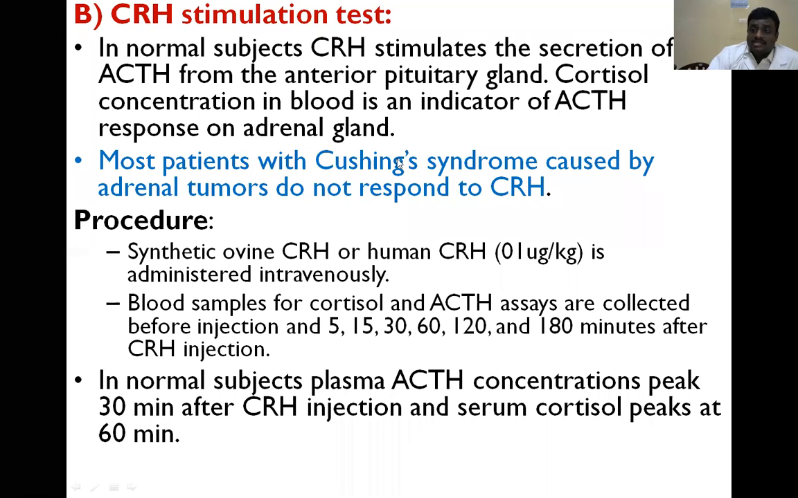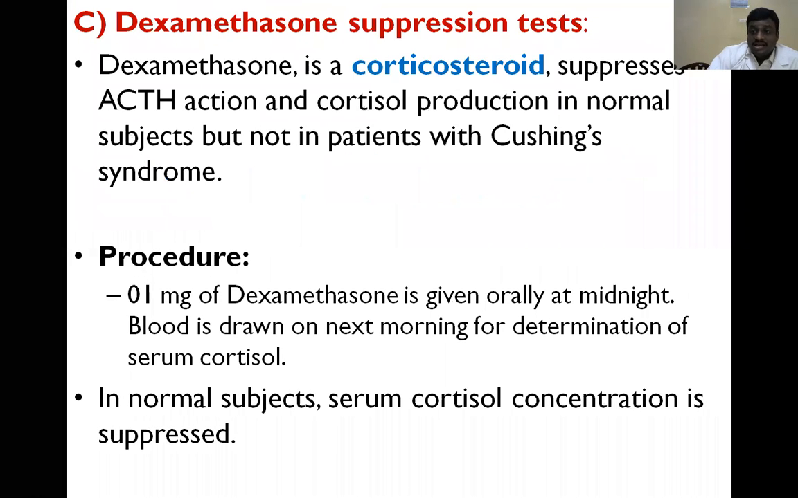One is we are externally providing adrenocorticotropic hormone. The second is, for the stimulation of the adrenal gland, we are providing corticotropin-releasing hormone. These two hormones we are providing, and when provided, they have to stimulate the adrenal gland. Next one is the suppression test.